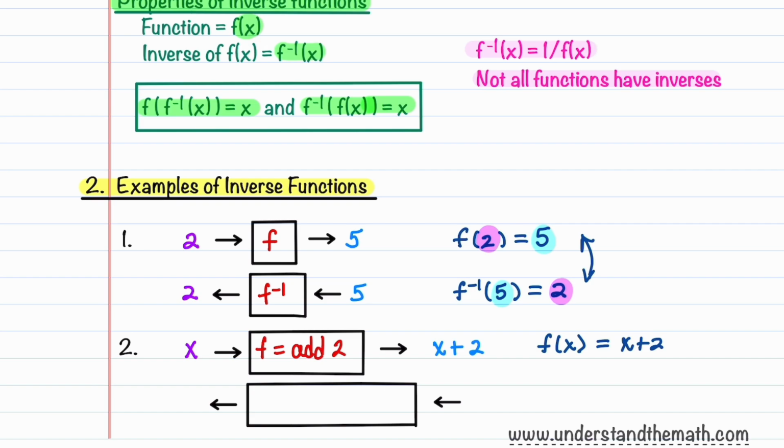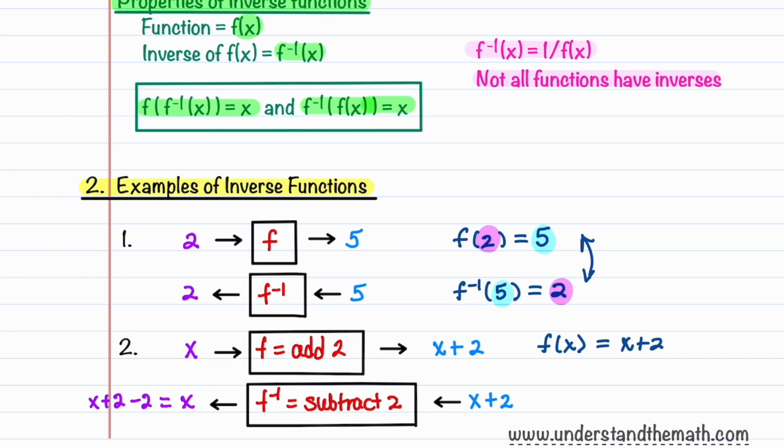Now let's undo this function. So what we're going to do is take this x plus 2 and put it into our inverse function. And let's think about what our inverse function is going to do. If our original function adds 2, then our inverse function has to subtract 2. So when we put x plus 2 in and we subtract 2, we're going to have x plus 2 minus 2, which is going to give us just x, our same input.